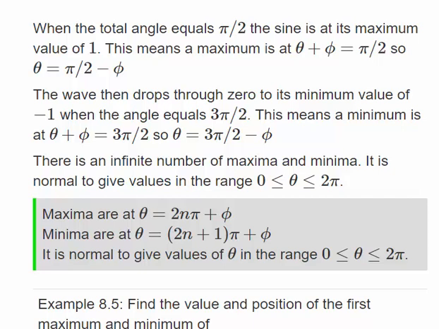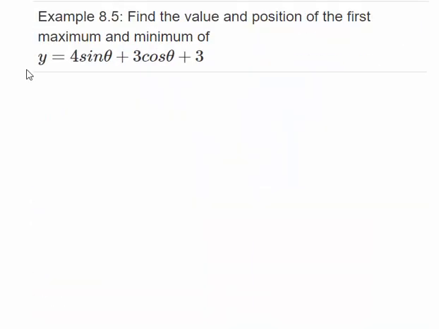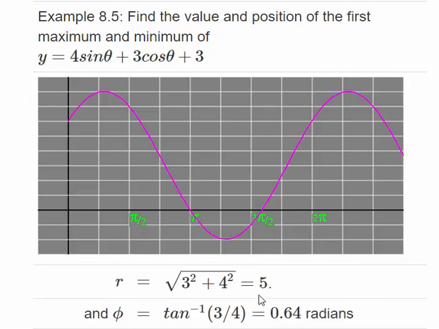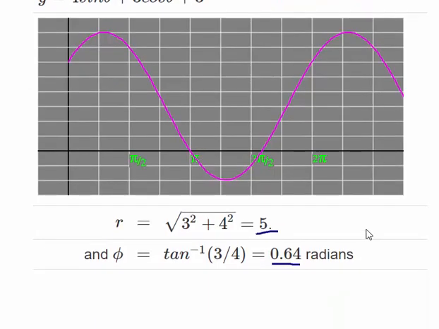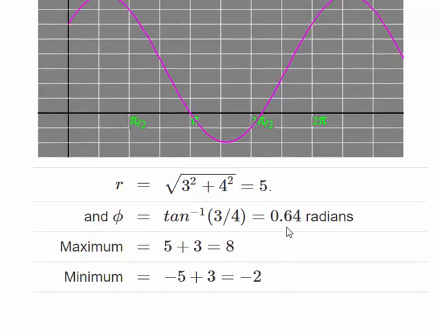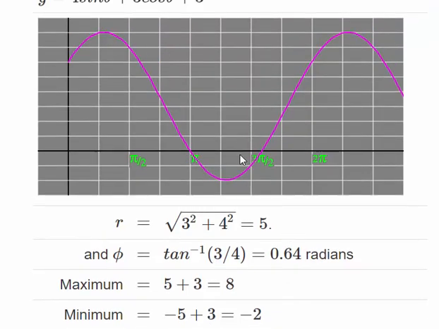As an example, let's find the magnitude and position of y is equal to 4 sine theta plus 3 cos theta plus 3. That's the shape of the curve, and from before we know that the amplitude is 5 and the phase angle is 0.64 radians, which means that the maximum is going to be 5 plus 3, which is equal to 8, and the minimum is going to be minus 5 plus 3, which is minus 2. So the maximum here is 8, and the minimum here is minus 2.